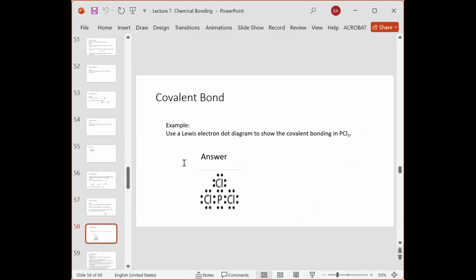Use the electron dot diagram to show covalent bonding of phosphorus trichloride. Sorry, phosphorus trichloride. So the phosphorus is there. It needs 3 more electrons. So it has to get chlorine, 3 of them, and they will come and bond with the phosphorus in the middle, and then it can satisfy its octet.